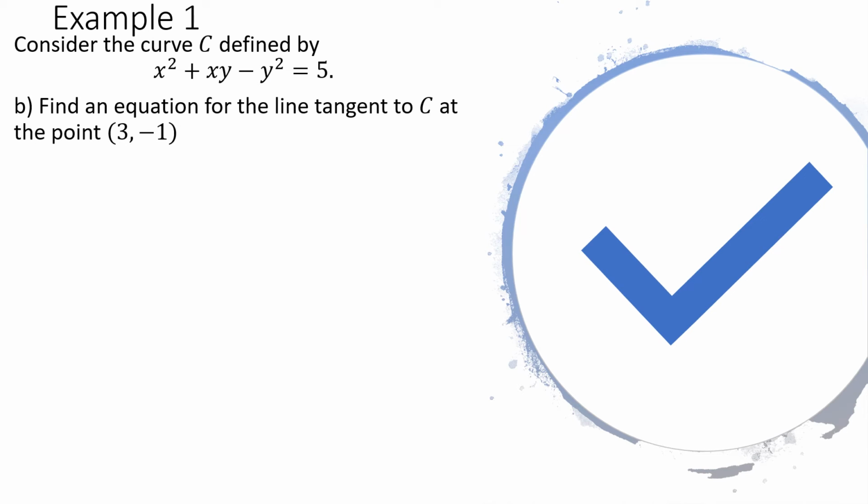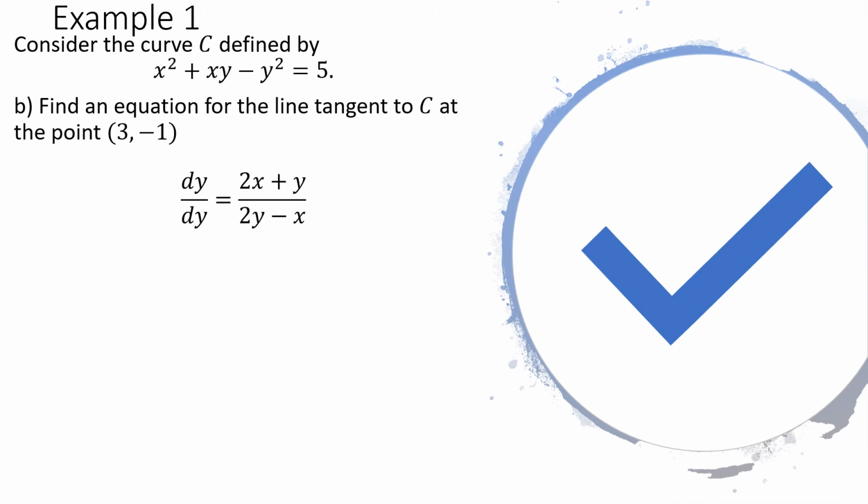Alright, so example 1 continued. We have the same function, and they want us to write the equation of the line tangent to C at the point 3, negative 1. So in order to figure out the equation of the line tangent, we must first take our derivative and find the derivative at that point.